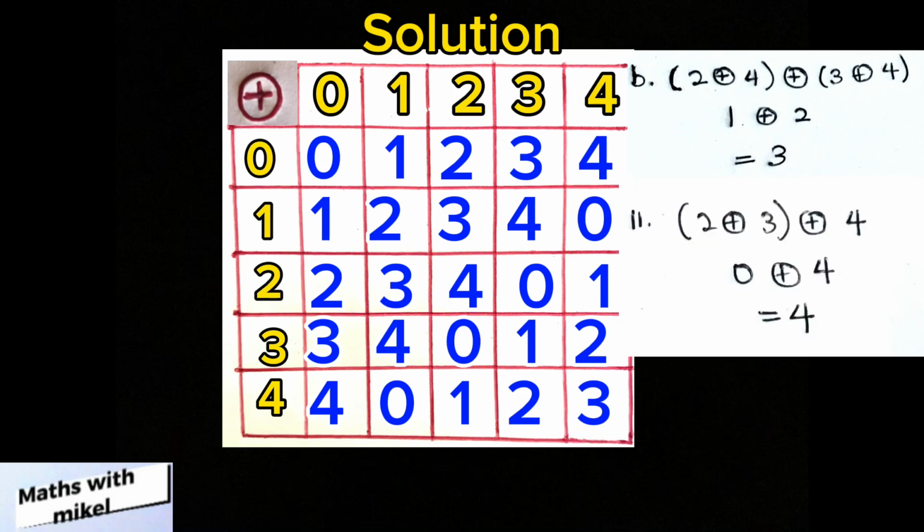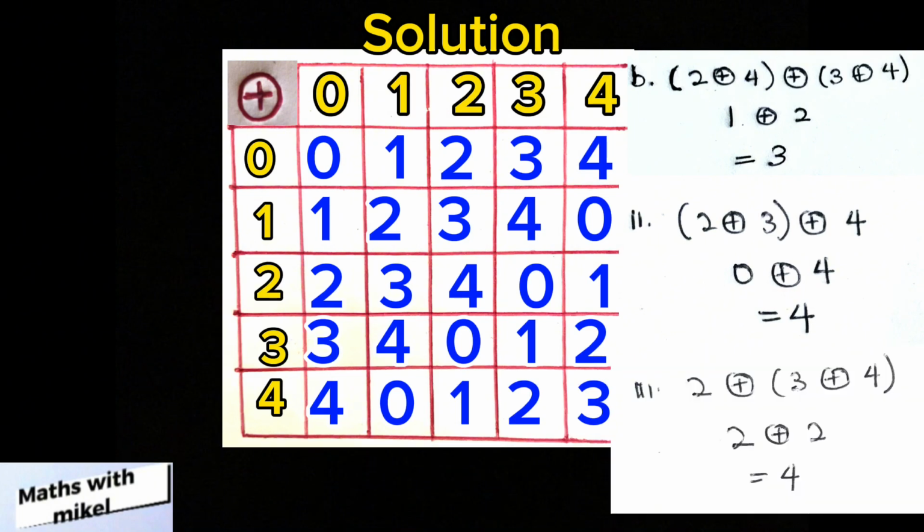The same idea for the second one. We do the one in the bracket first. So the 2 plus 3 gives us 0. And we get 0 plus 4, which still gives us 4. And everything is in mod 5. The third one, we have 2 plus into bracket 3 plus 4. Now the 3 plus 4 will give us 2 from the table. And we get 2 plus 2. And that gives us 4.